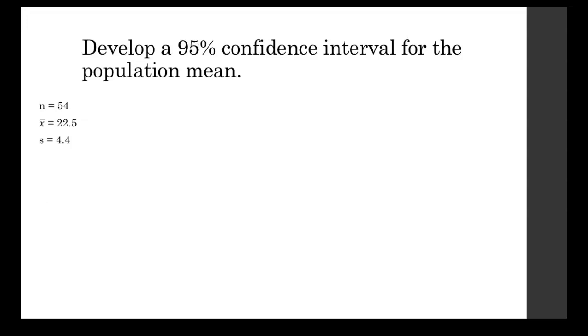So now if we need to develop a 95% confidence interval, the majority of this problem is going to look the same. We use the same formula, but what changes here is our alpha. Instead of alpha being 0.10 like in the last problem, when we take 1 minus our confidence level here, we get 0.05. So alpha divided by 2 is 0.025.